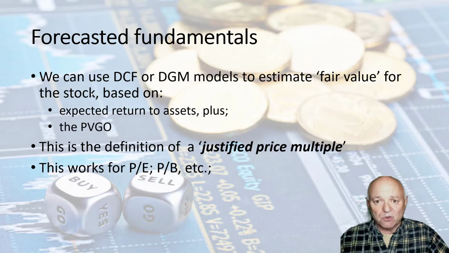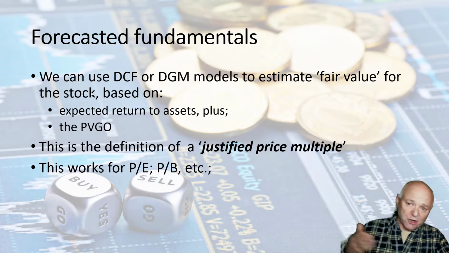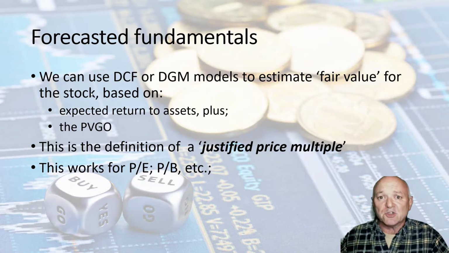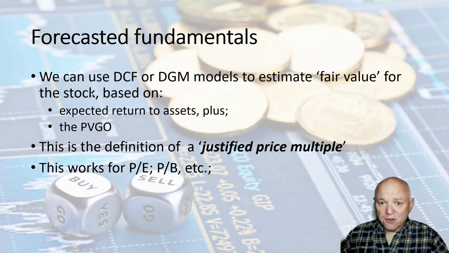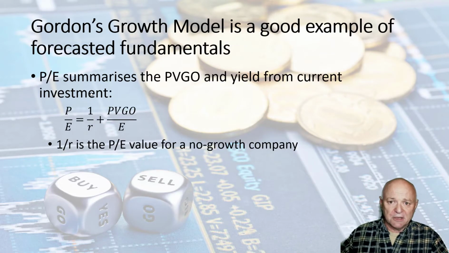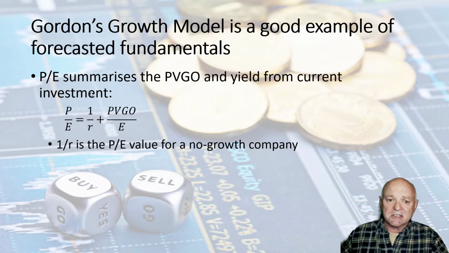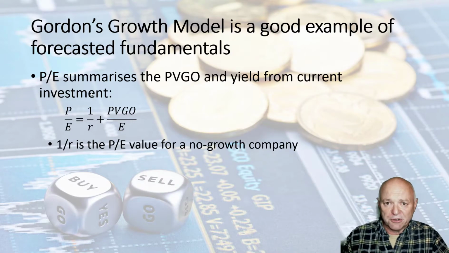Essentially, if 20 times is your price earnings multiple, and it's 20 times earnings, if you know that your earnings are $1, 20 times $1 of earnings puts an intrinsic or inherent value on that business at $20. And you can apply that to several different methods. A good example comes from Gordon's growth model, or the dividend growth model. Essentially, it says that the price earnings multiple is going to be determined by the present value of the growth opportunities plus the expected level of yield.